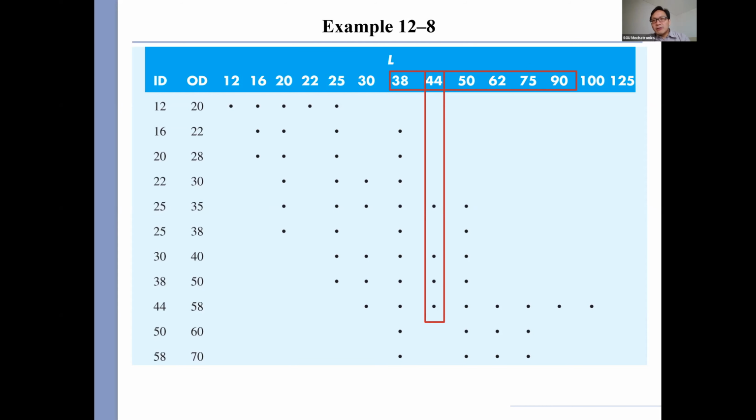There is no one right answer in the back of the book. It's kind of different than simple math or arithmetic. There's only one answer. In a design problem, there are multiple answers possible. So greater than 38, we're left with 44 and above. Let's choose 44.